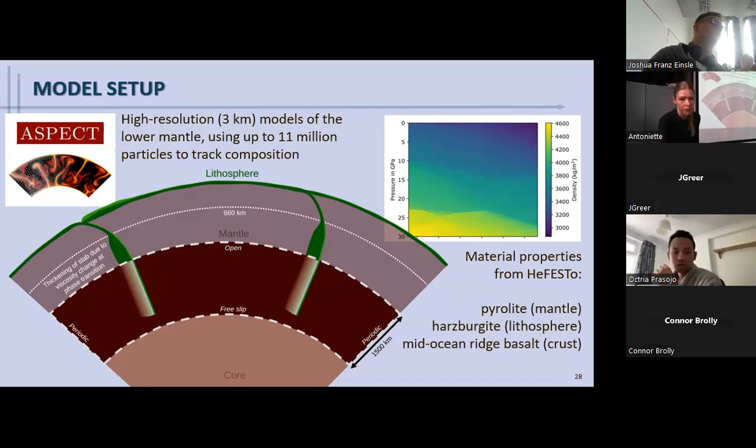And specifically, we assume the mantle is made of pyrolite, the slab is made of a basaltic crust, and then a harzburgitic lithosphere. And then we compute all of the material properties with a mineral physics database and with the thermodynamic software HeFESTo. It gives us the density and all of the other properties. And then we use ASPECT in high resolution to run these models. And because we need to resolve this really thin crust, we had 11 million particles that track this composition.